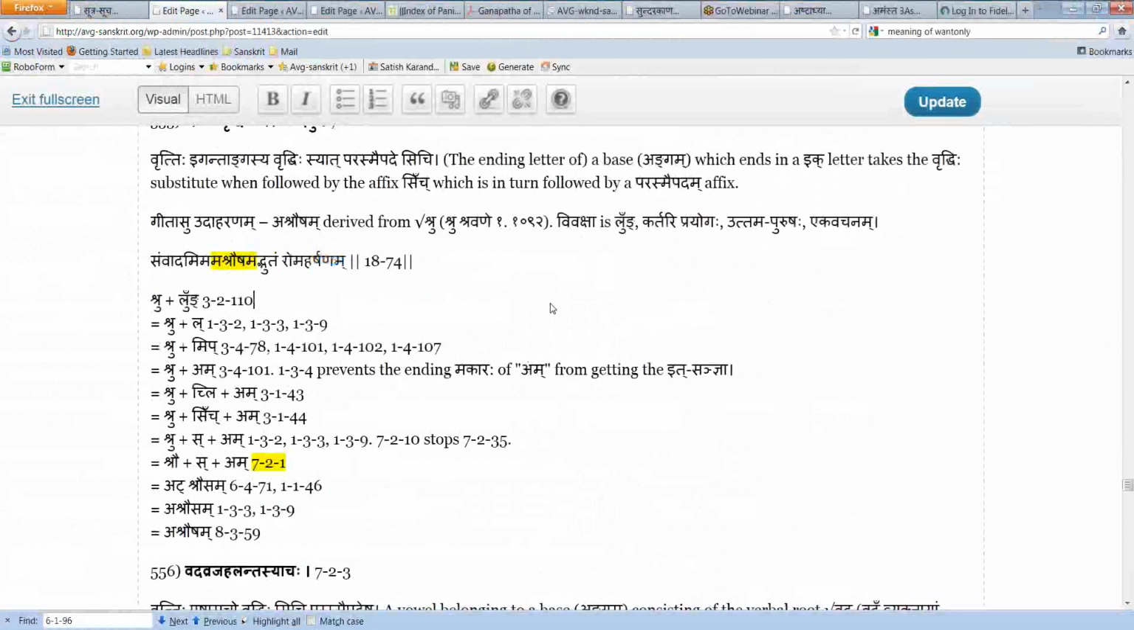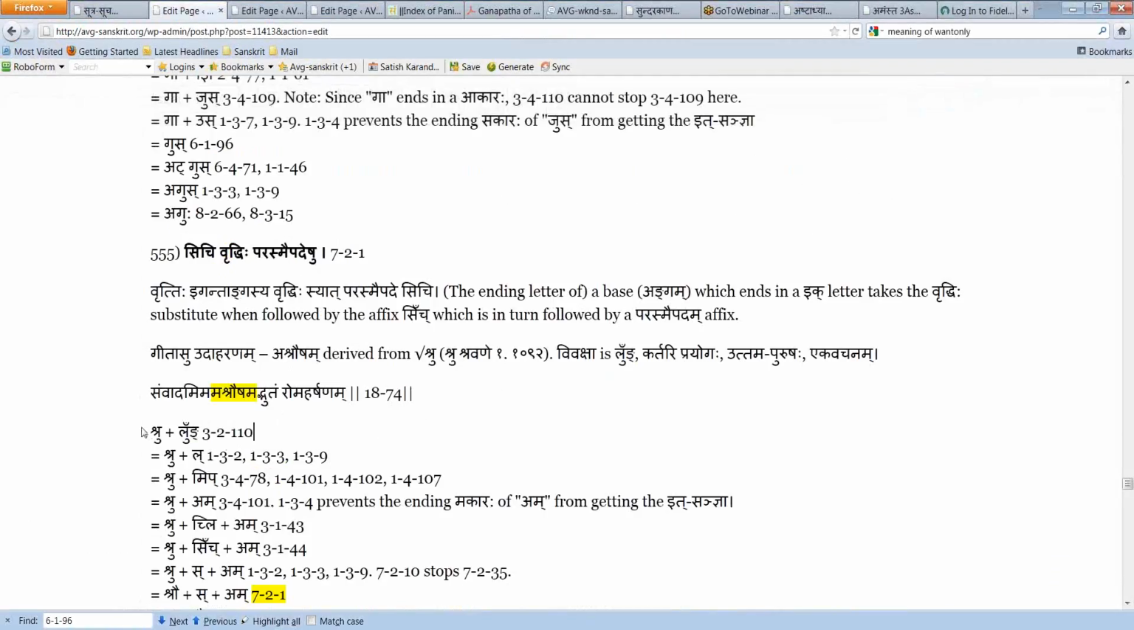Ashrausham. So we start with the usual steps. Dhatu shru, which is shru shravane. And vivaksha is of course lung, kartari prayoge, uttama purusha ekavachanam. And then shru plus lung, anubandha lopa, upadeshe'janunasika it, halantyam, tasya lopah, tayor lopah. And then we get la. And then we're talking about uttama purusha ekavachanam, so asmadyuttamah. So we use the mip pratyaya here.